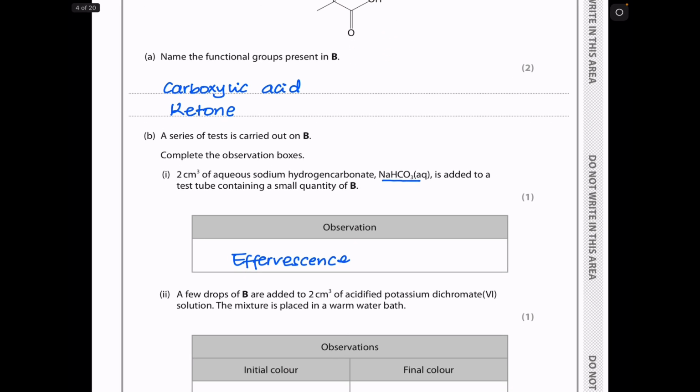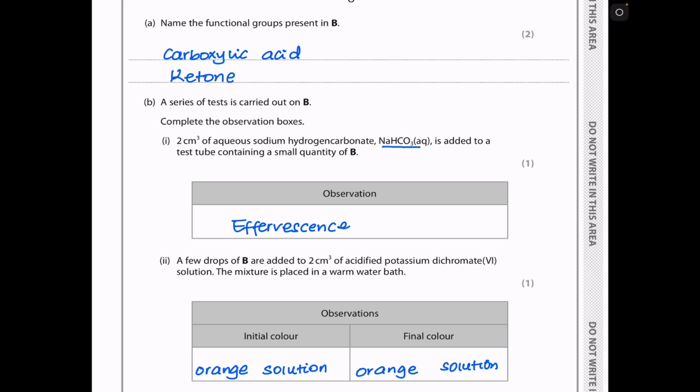In part B, a series of tests is carried out on B. Complete the observation boxes. The first part is 2 centimeters of aqueous sodium hydrogen carbonate is added to a test tube containing a small quantity of B. Because B contains a carboxylic acid functional group, when you add sodium hydrogen carbonate, carbon dioxide is going to be produced, and therefore my observation is effervescence.